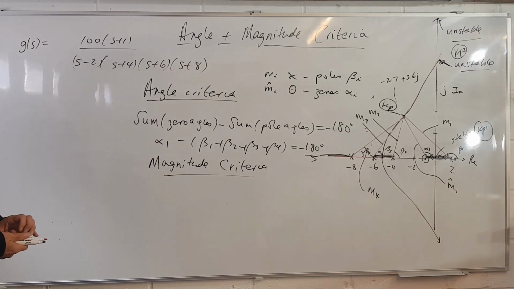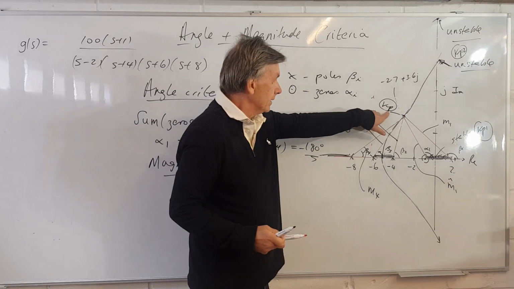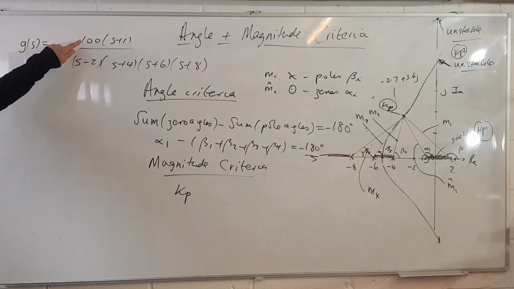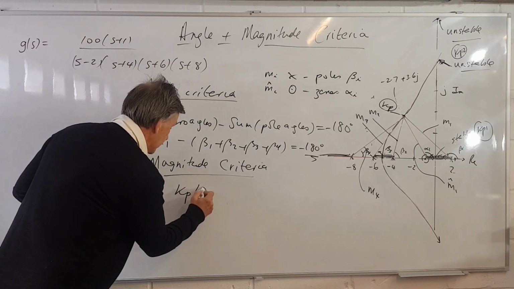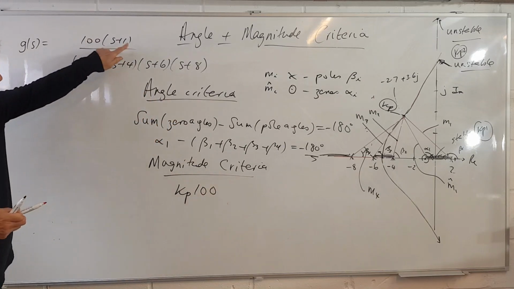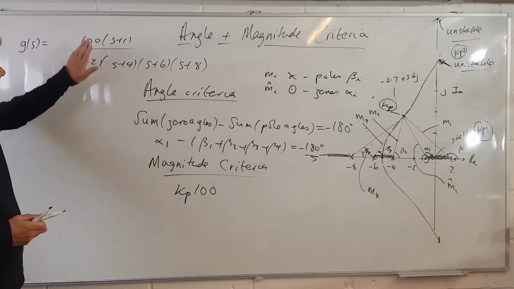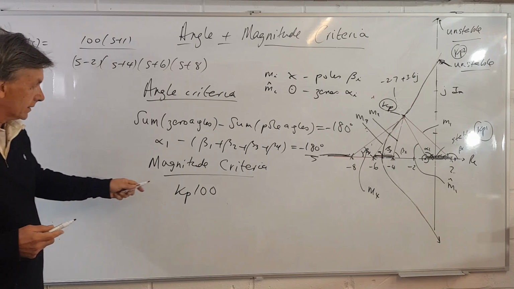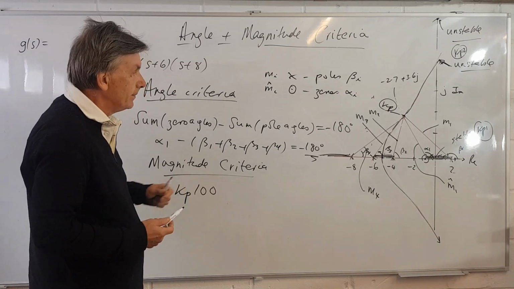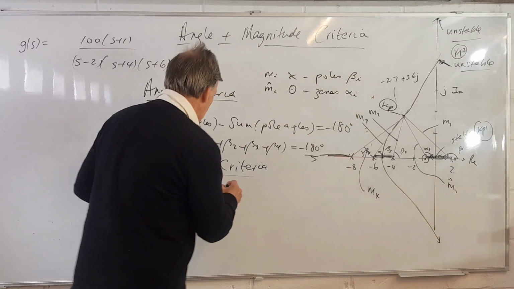So what we do with the magnitude criteria is, it's Kp, that's the gain we're trying to find. Then you've got to take any numbers on the top line here. So we've got 100 in here, so that number's got to be included. So that's 100. If this was 10, for instance, it'd be 10. Or if it was 1, it'd just be 1. But in this case, it's 100. And then the next part is the product of the zero distances. In this case, there's only one of those. So it's m1 hat.